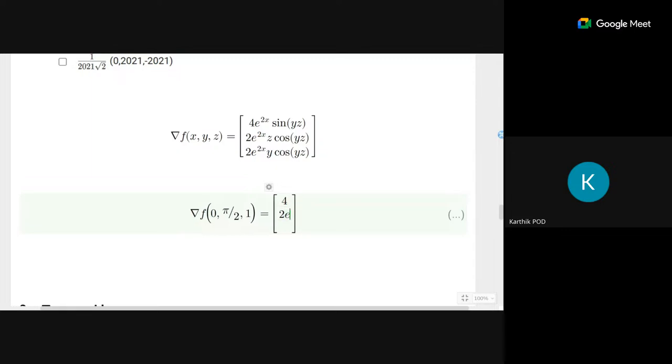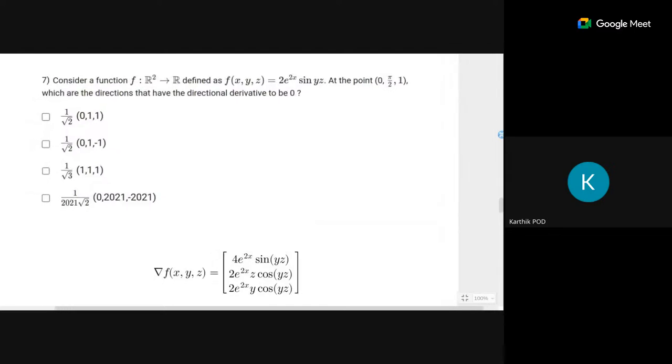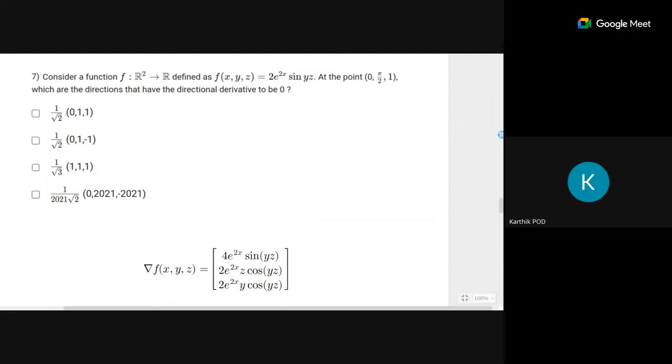This is 2 e power 0, sorry, this is 2 times 0, so the whole thing is 0. Cos 5, right? This is also 0. Now you have (4, 0, 0). This is the gradient, and the direction of the gradient is (4, 0, 0).